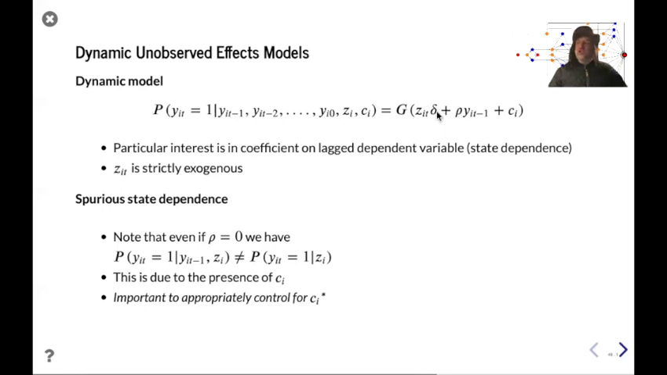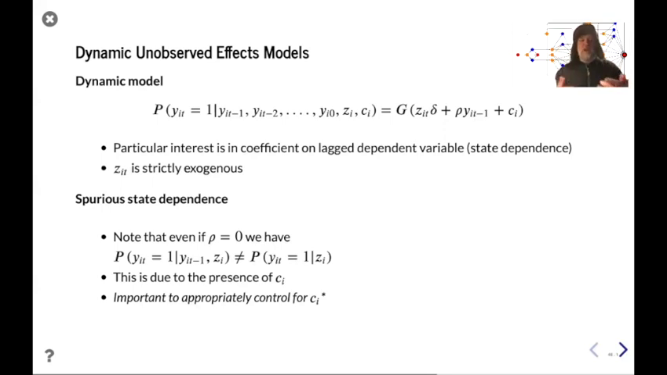Say if you were just doing a probit where you just put in the lag dependent variable without controlling for that unobserved effect, well, then it's really hard to know: is it because of the persistence in the unobserved effect, or because we observe persistence in choices, or is it because of the lag dependent variable, because of the state dependence? Discriminating between these two effects is important because they have very different implications.